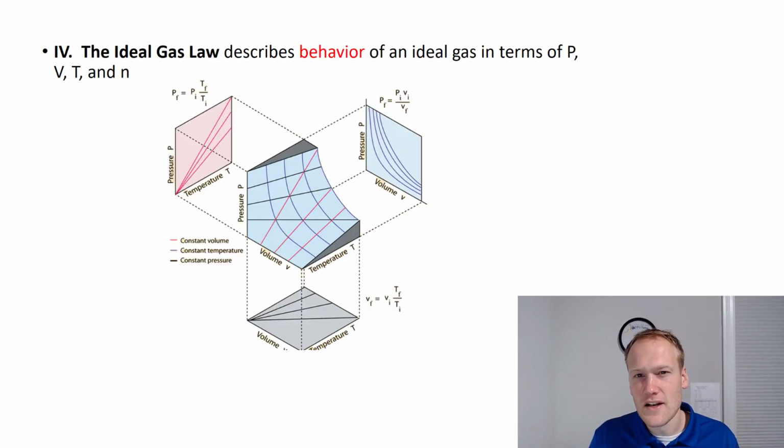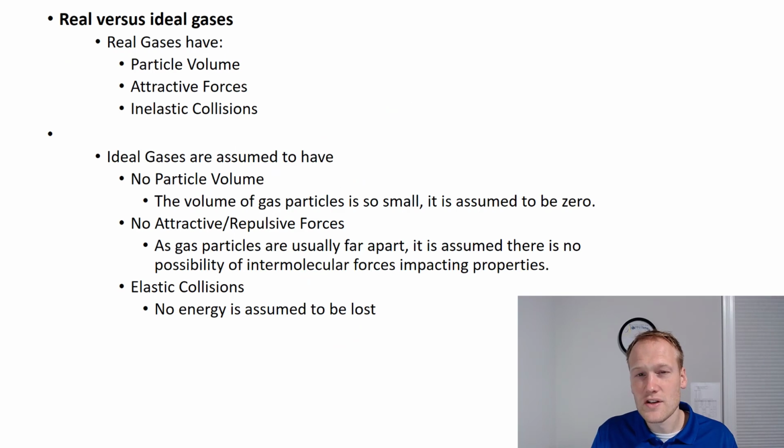Hello Chem 1. Today we're going to take a look at our final gas law equation, the ideal gas law. Let's get started. The ideal gas law is another equation that takes a look at pressure, volume, and temperature and allows us to calculate what happens if we change one of those variables. This equation is specific for what we call ideal gases.